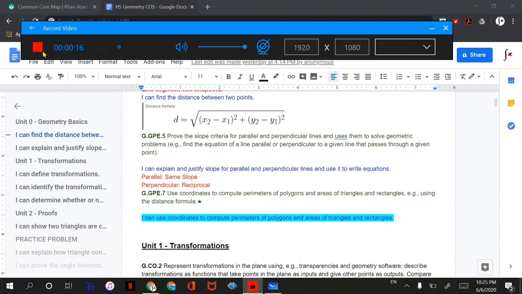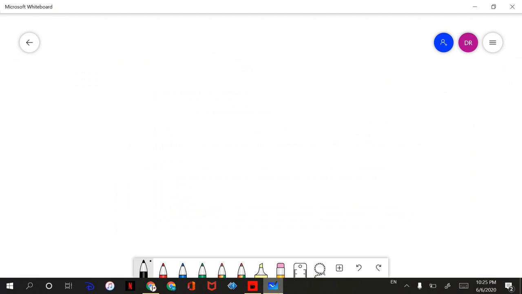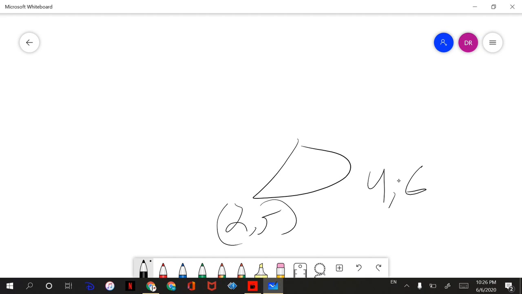Okay, let's begin. Let's find the area of a triangle that has the points (2, 5), (4, 6), and, let's do (3, 8). I will first write out the formula.